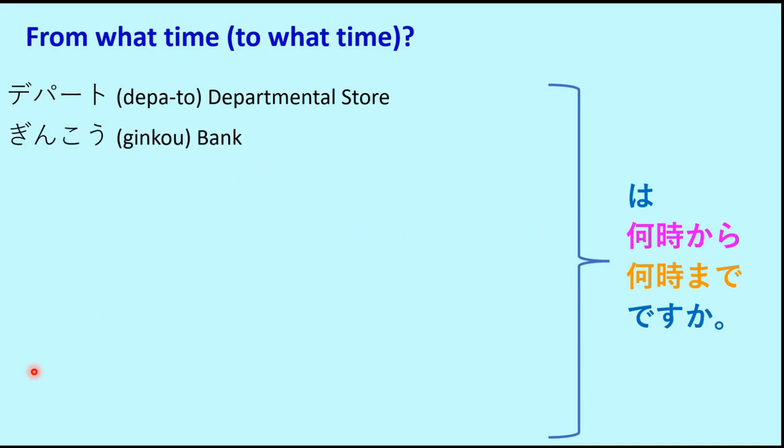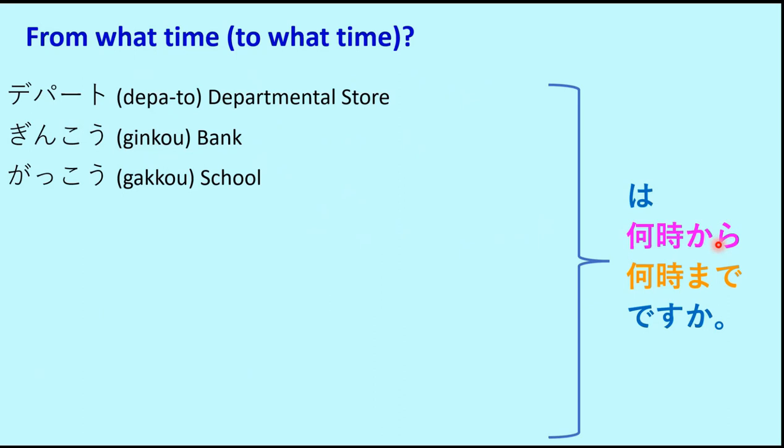Ginko. Ginko is bank. Ginko wa nanji kara nanji made desu ka? Ginko wa gozen kuji kara gogo goji made desu. That is 9 a.m. to 5 p.m. Likewise, gakko. So now if we ask gakko wa nanji kara desu ka? Gakko wa 8時半 kara desu. That is the school starts at 8:30 a.m.